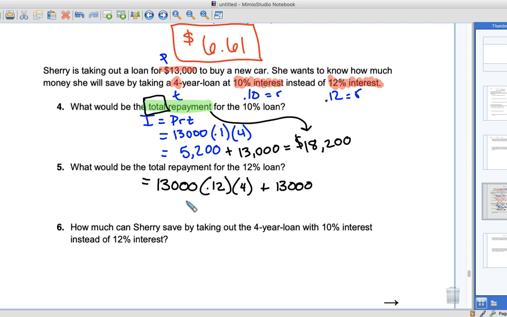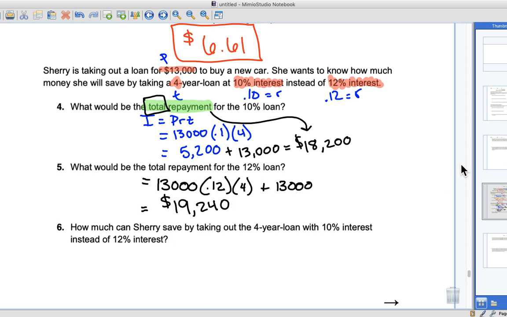Okay, so if I enter all of that, I get $19,240. That is my total repayment. So a couple ways to do it. You could find the interest, then add the principal, or you can enter it all into your calculator at one time by adding the principal at the end.